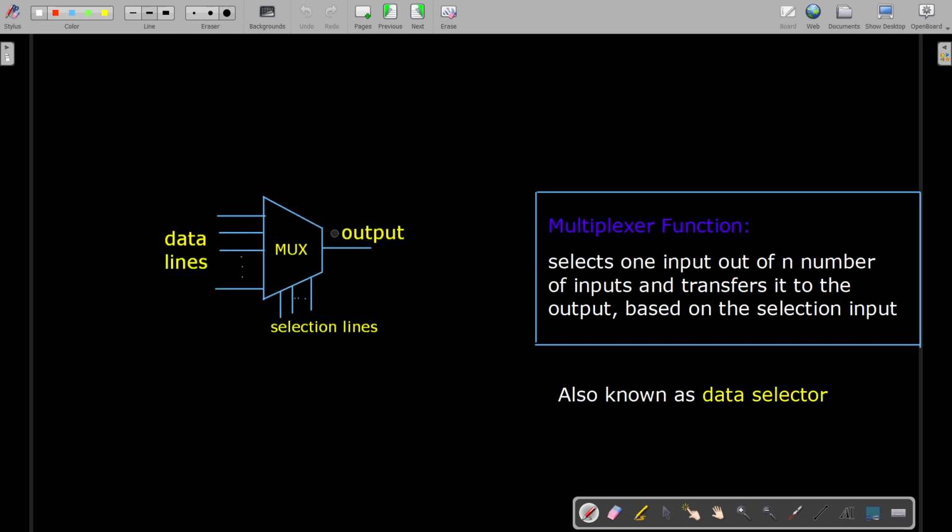And what is the function of the multiplexer? This multiplexer selects one input out of n number of data lines and transfers it to the output based on the selection input. This is also known as a data selector.